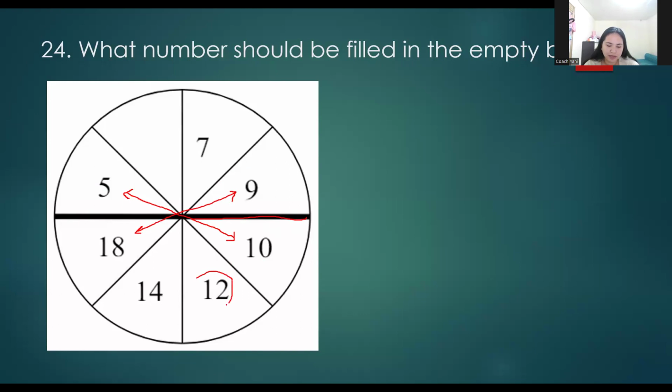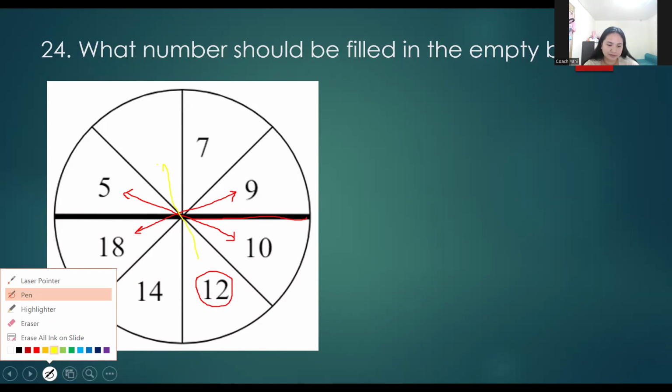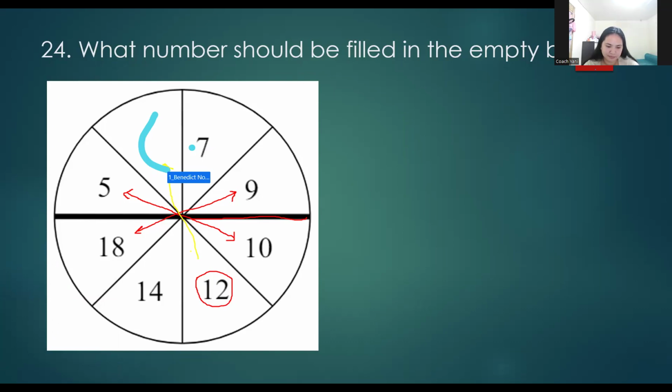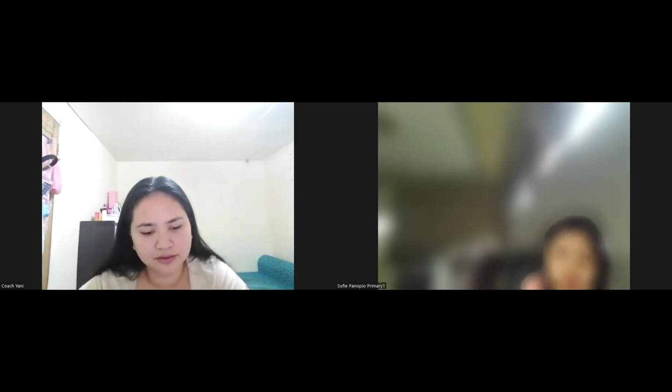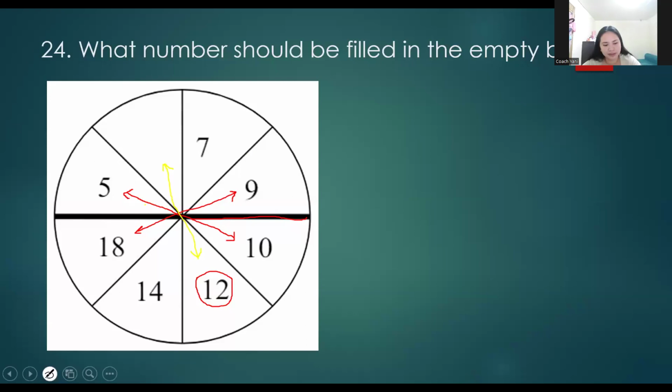So here you have 12. What should be the answer of the missing number? What do you think is the answer here? I think it's 6 because the line, here at the very top, I'm going to annotate. Here in the first line, it is plus 1. Okay, so you are correct. You are all correct. Here, it should be 6.